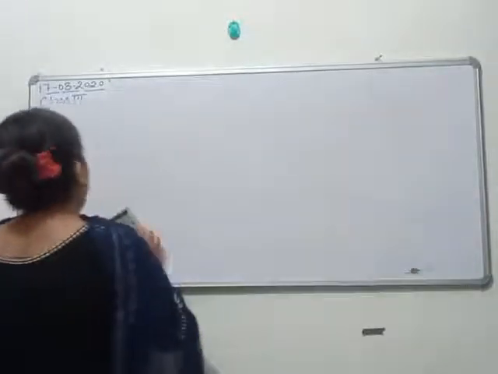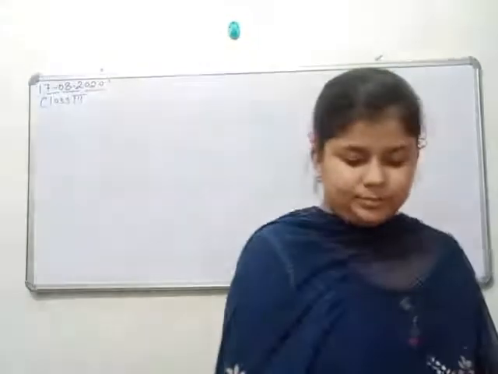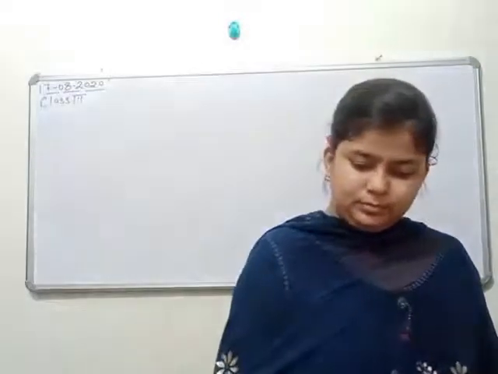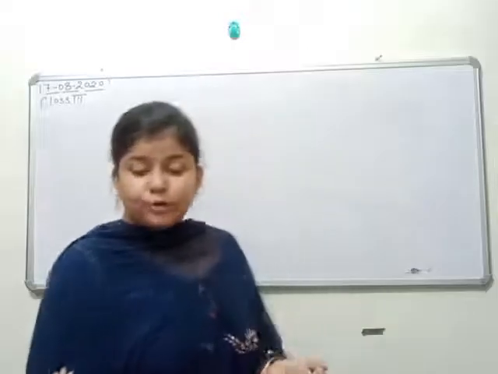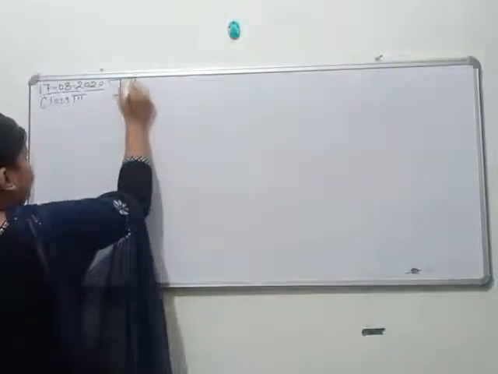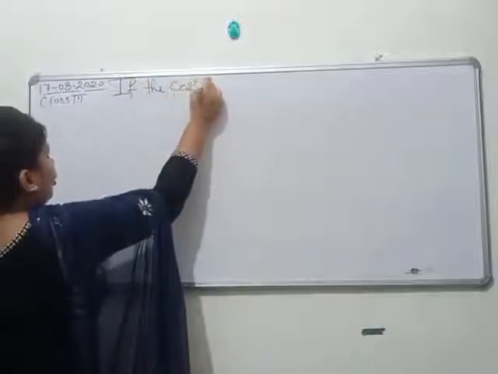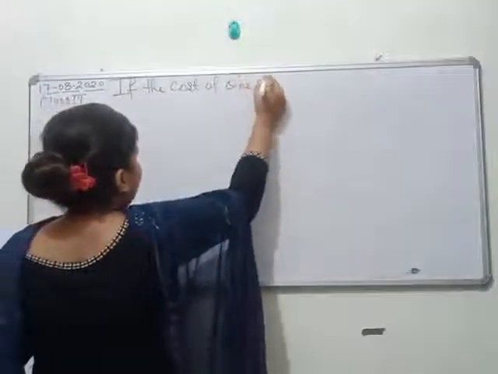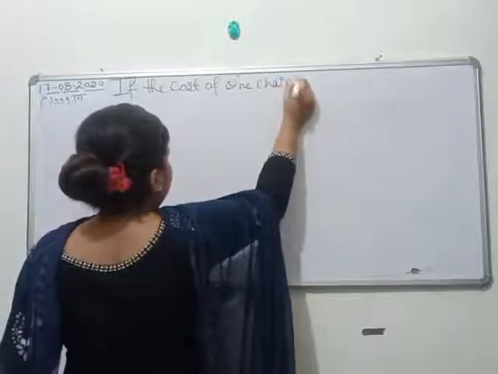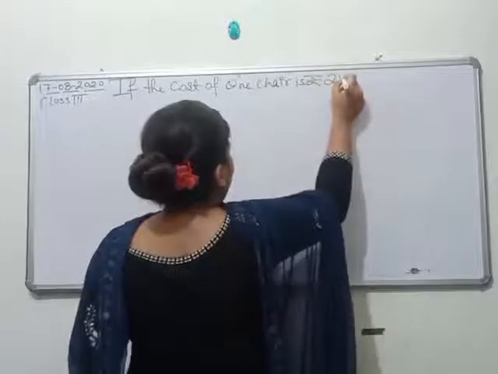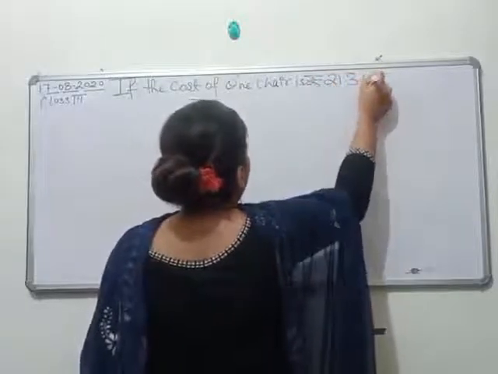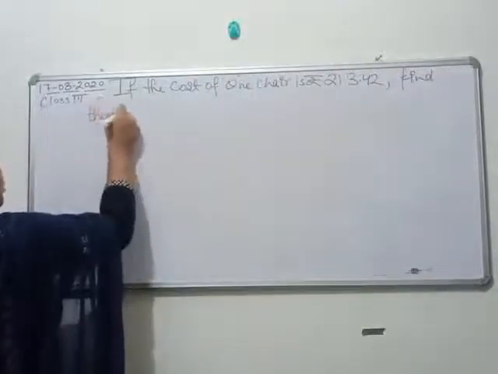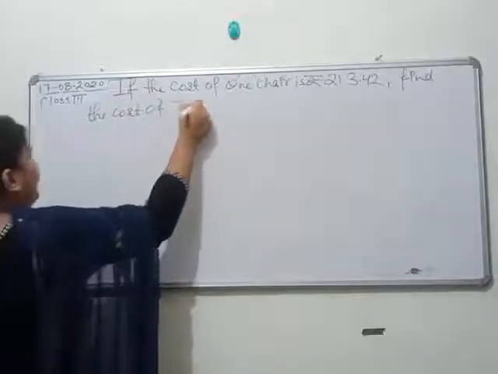Okay, so 2 questions we have already done. Now moving toward the next question. Next question is, if the cost of 1 chair is rupees 213.42, find the cost of 7 such chairs.